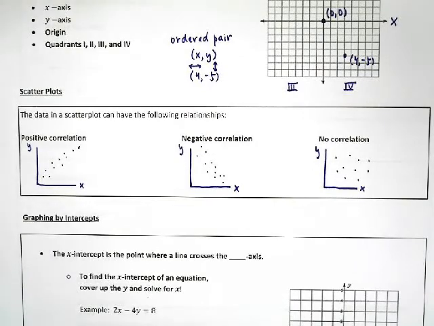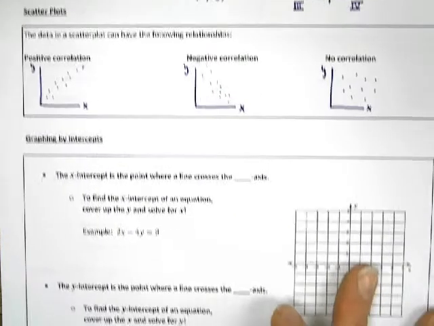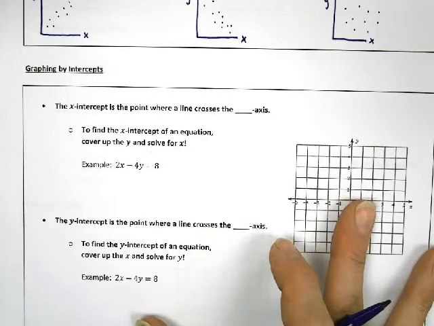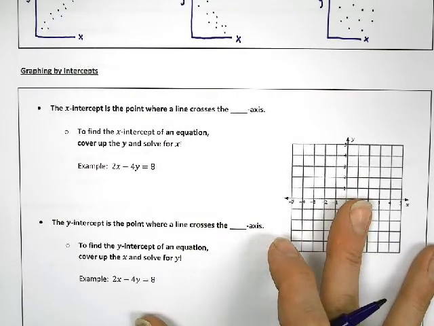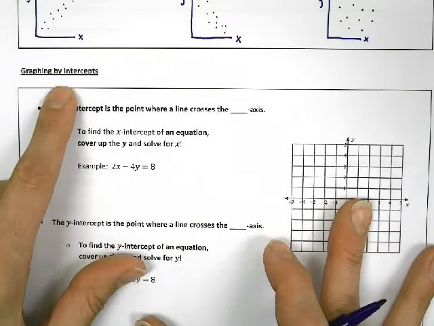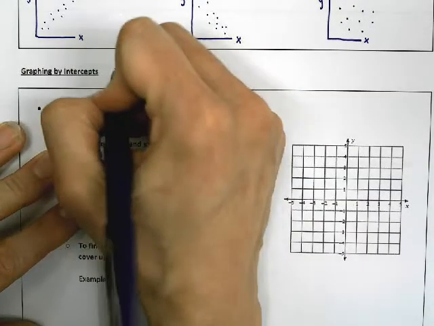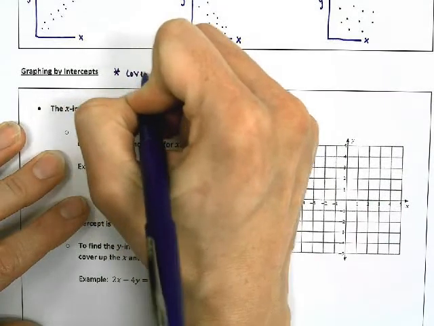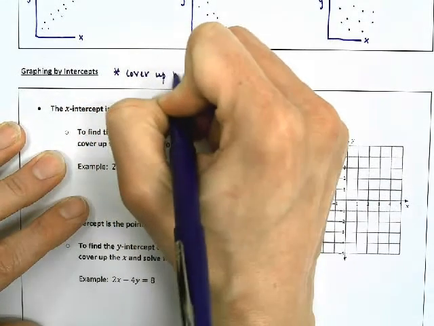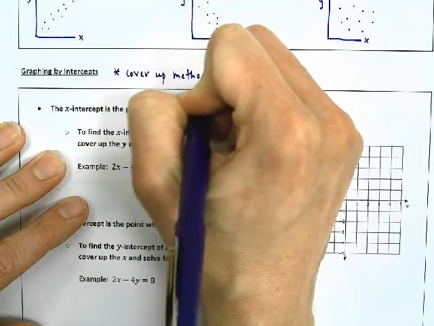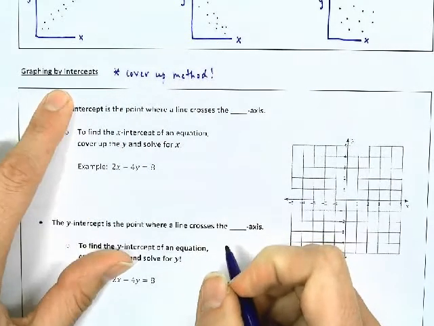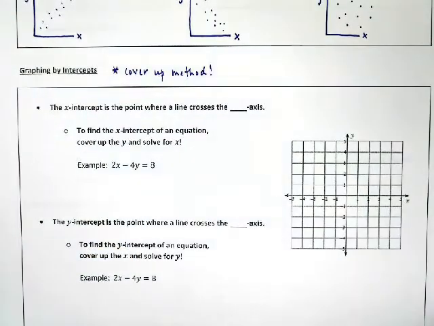Okay, so for the rest of this, we're going to focus on graphing, and we're going to talk about graphing by a few different methods. Okay, the first one is graphing by intercepts. And really, whenever we're talking about intercepts, this is really where you want to be thinking about that cover-up method. And I'm going to talk about that in a second here.